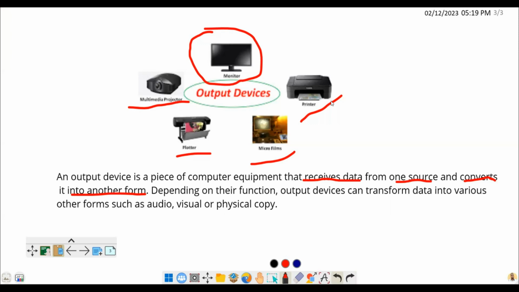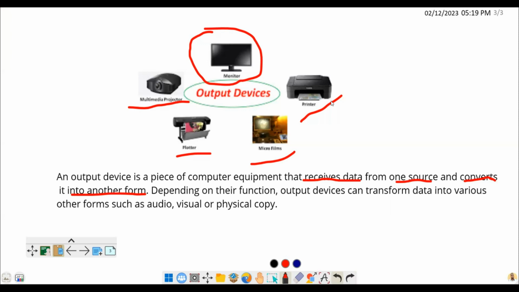Then we have the plotters. Plotters are specialized printers. I think we talked about plotters already. Then we have digital signage. This is for displaying information, advertising, and other content in public areas.